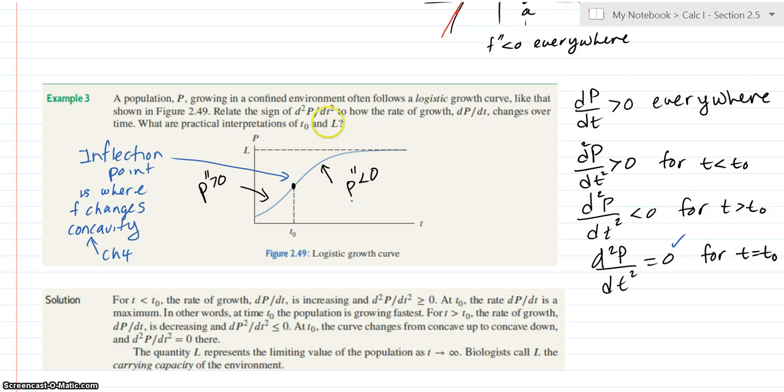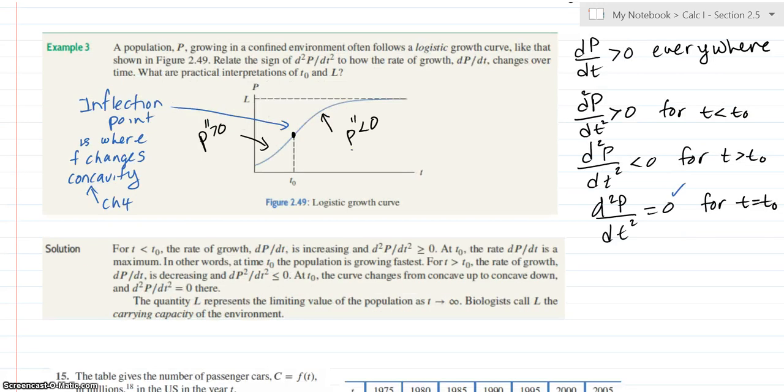What is the practical meaning of L? Well, L is going to be the limiting value of the population, right? That's where it's going to limit off as t goes to infinity. Biologists, by the way, call it the carrying capacity of the environment.